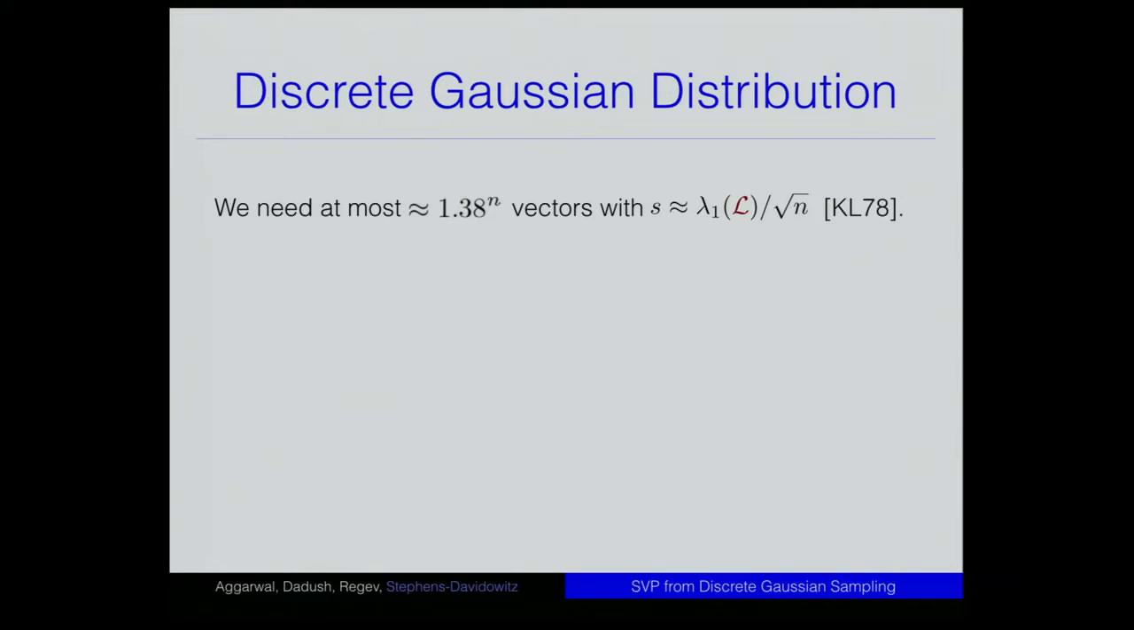with s about lambda 1 over square root n. So polynomial factors won't matter to us much here. So basically, you want to sample from a parameter proportional to the shortest vector. And this uses the Kissing number bound of Kabatiansky and Levitstein.